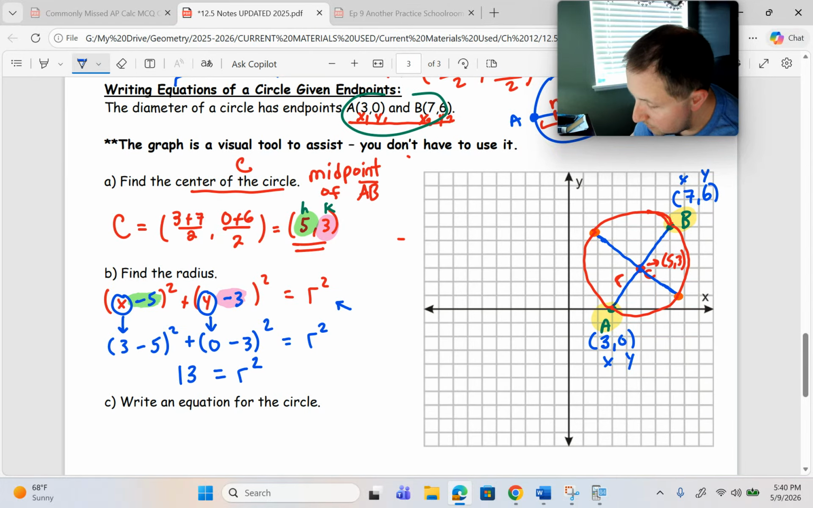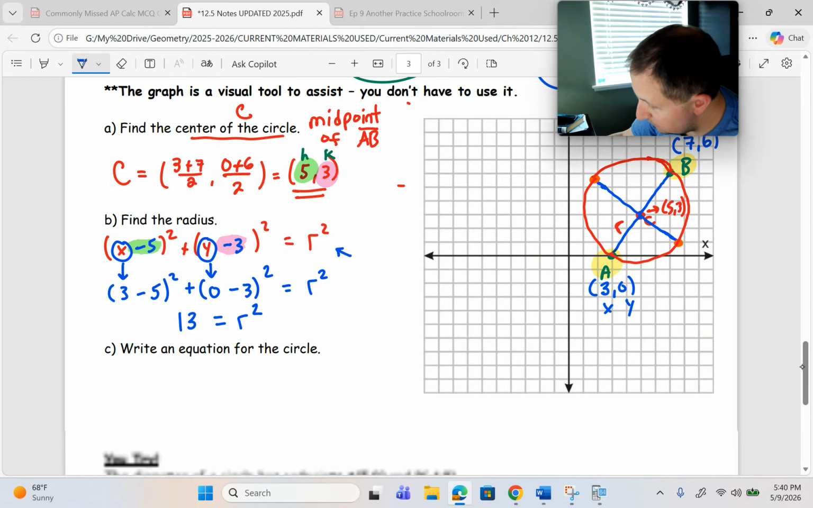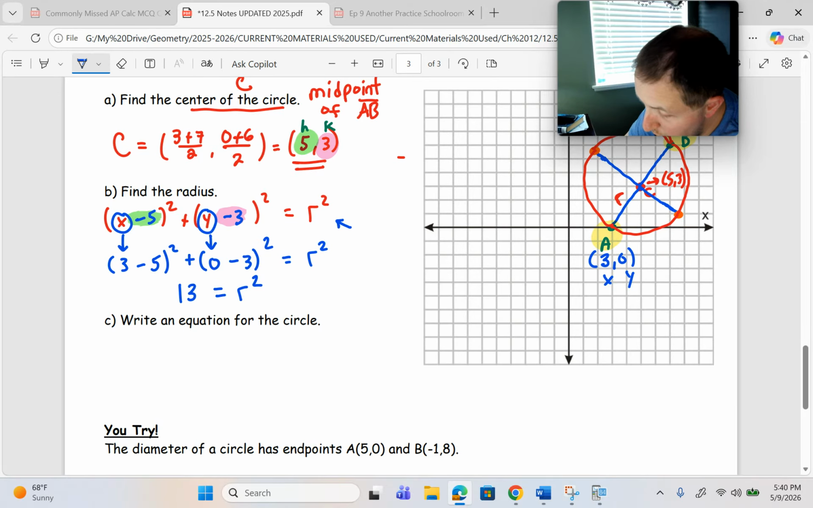Okay. So at this point, I could write the equation of the circle. I think I'm actually going to pause for a second and do that before I answer the question. Because I need r squared for the equation, right? It's x minus h squared plus y minus k squared equals r squared. Well, I've got everything I need now. So I'm going to go back, just like we did in the last two examples.